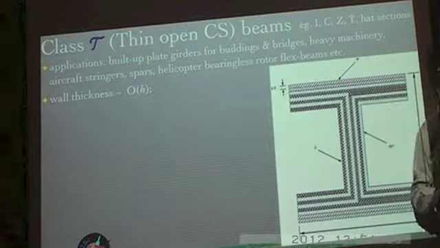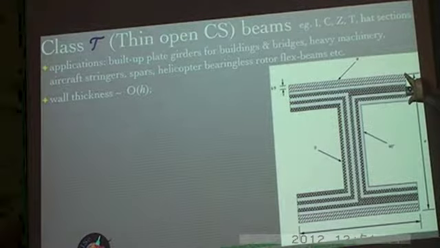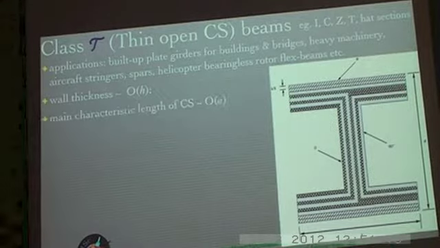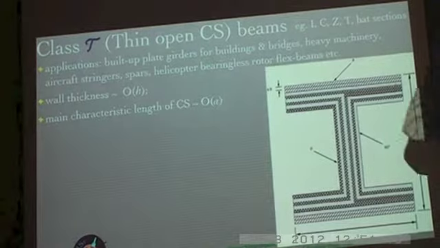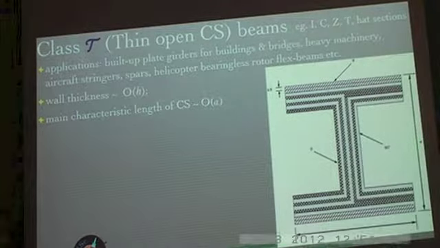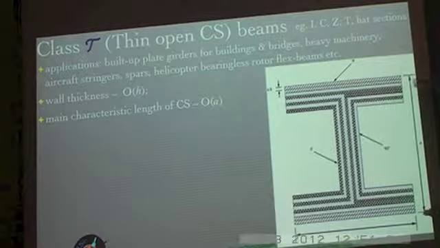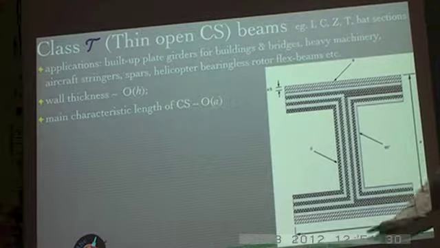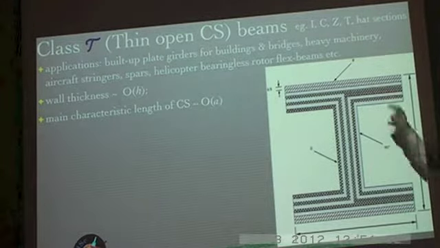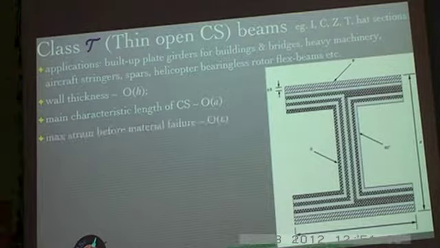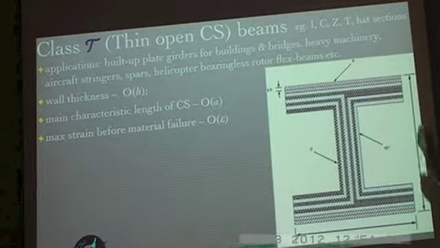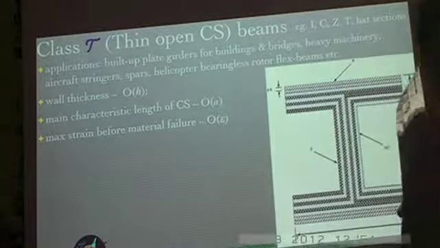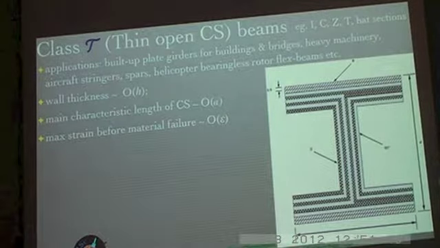The wall thickness is of order h over here. That is basically either the thickness of the flange or of the web in this particular geometry. Then the main characteristic length of the cross section itself is of order a. Here I've shown the height to be a and the width to be b, but numerically they might be different, though not in terms of order of magnitude. So we represent both as order of magnitude a. Then the maximum strain before material failure is a fixed value, which is of order epsilon, epsilon being the failure limit.